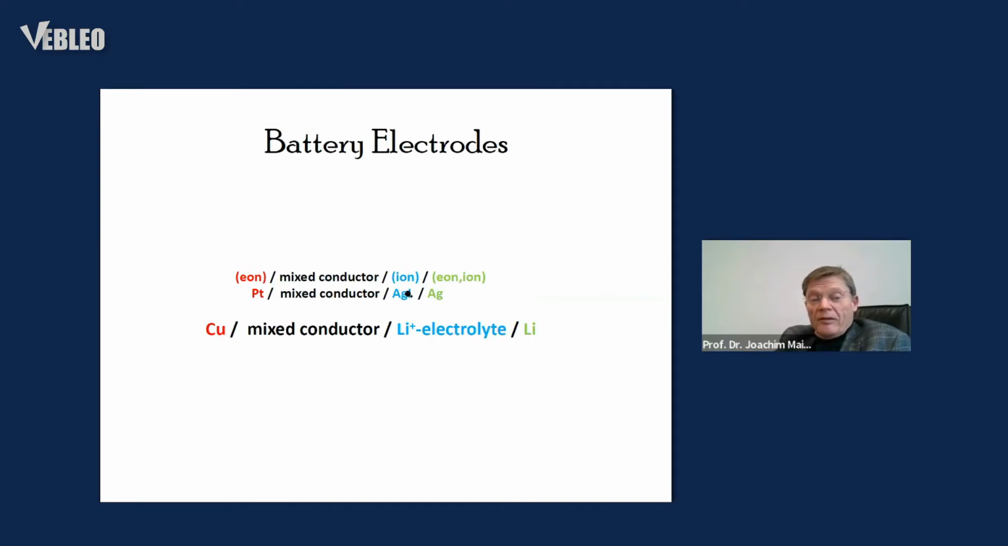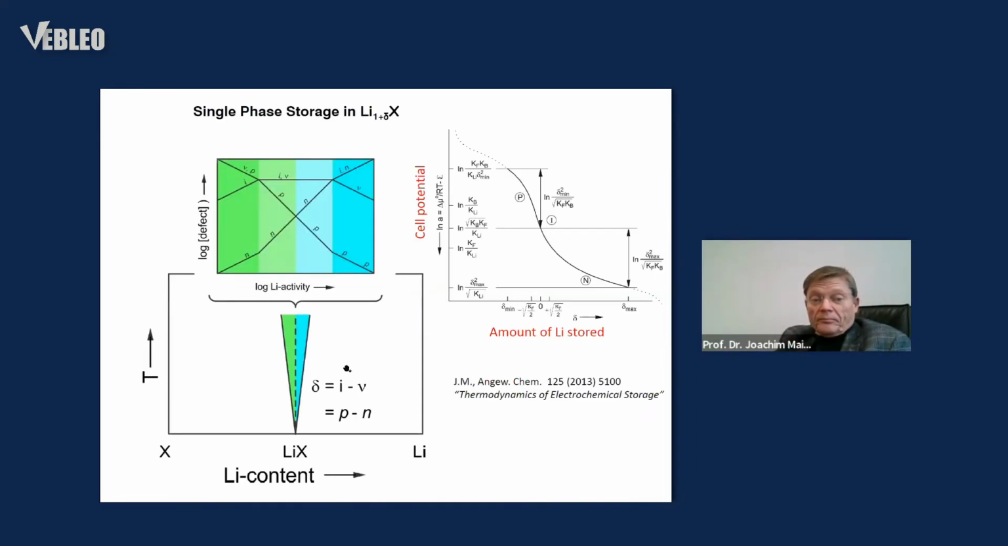Now, look at this. It's exactly the same setup as we had in the silver case. On this side, the electron comes, and from this side, the lithium ions comes. They meet here, form lithium. The lithium is distributed and changes the composition in the mixed conductor. So obviously, a battery cell is a coulometric titration cell.